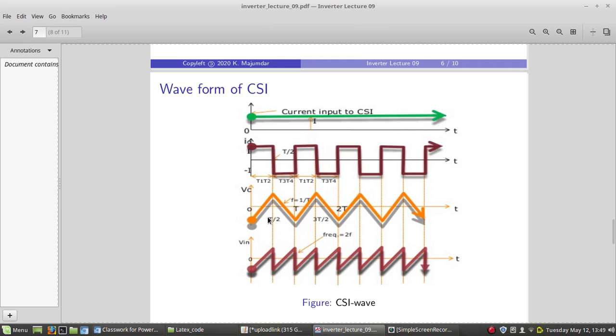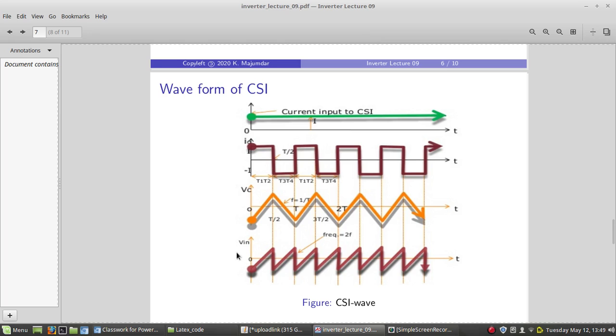Now, what is the nature of the voltage? Always remember, the load in case of the CSI looks like a capacitor. The load in a CSI looks like a capacitor. So the voltage will rise in this zone, and here it is again falling: rise, fall, rise, fall, rise, fall.